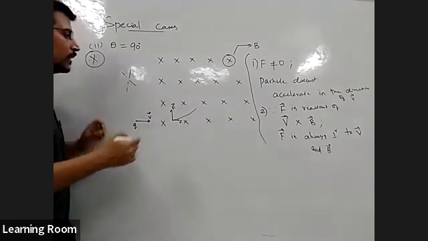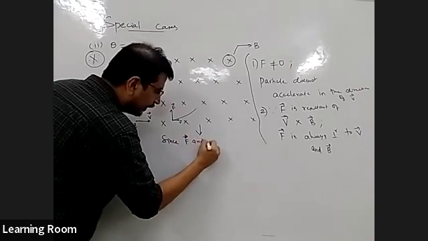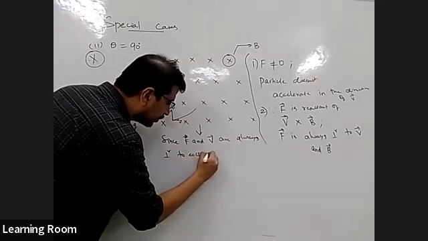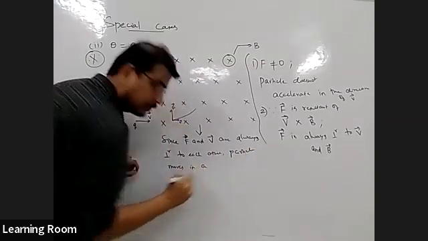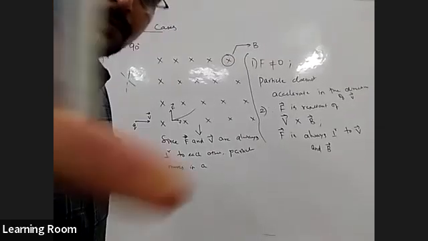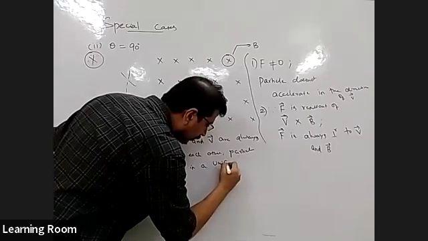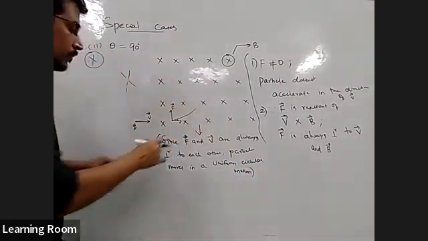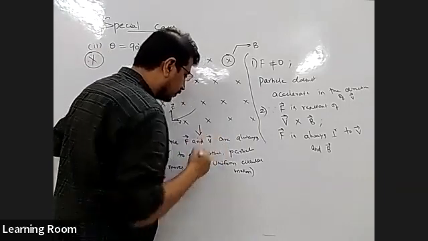Is that clear? So the conclusion is, since F vector and B vector are always perpendicular to each other, the particle moves in a uniform circular motion. Right?